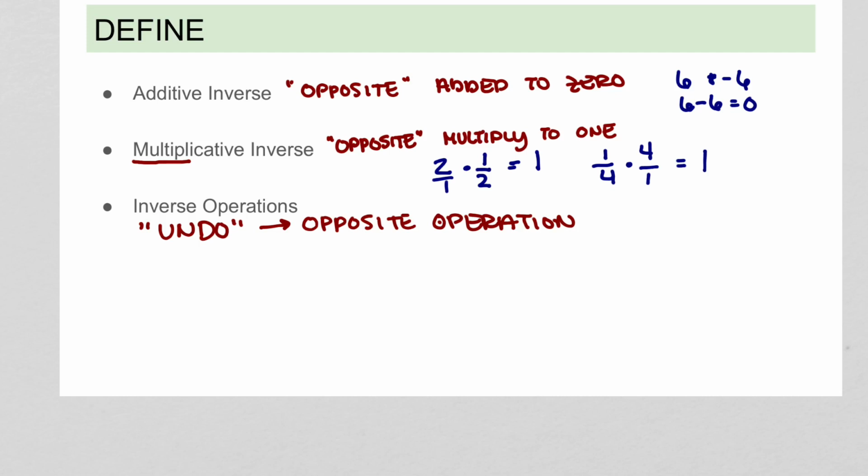Okay, so I can see that we're going to be using all of these types of inverses, the additive inverse, the multiplicative inverse. We're going to be doing those inverse operations.